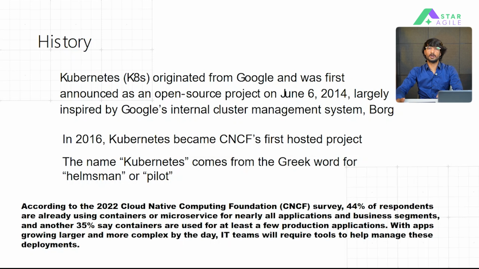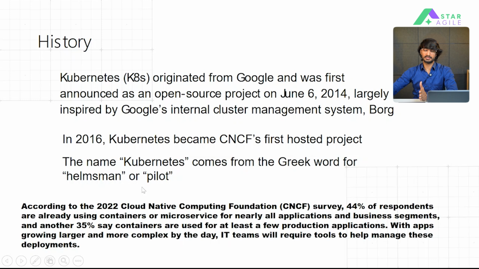Alright, let's try to understand a little bit of the history of Kubernetes. Kubernetes originally started as a pet project of Google, and the initial name of Kubernetes was Borg. In 2016 Kubernetes became part of the CNCF, the Cloud Native Computing Foundation, and from then onwards it has had the open source tag.